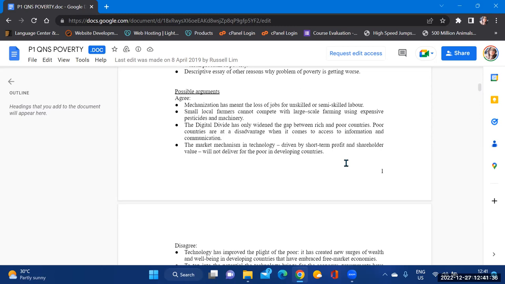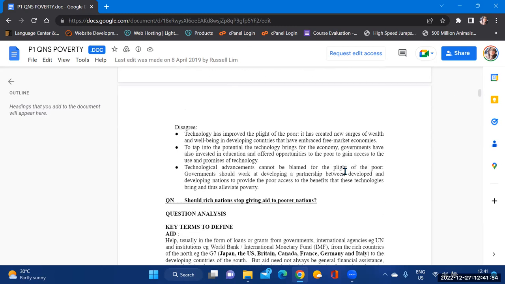The digital divide has only widened the gap between the rich and poor countries. Poor countries are at a disadvantage when it comes to access to information and communication. The market mechanism in technology, driven by short-term profits and shareholder values, will not deliver for the poor in developing countries.